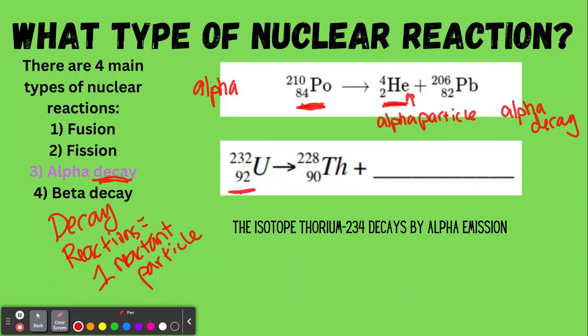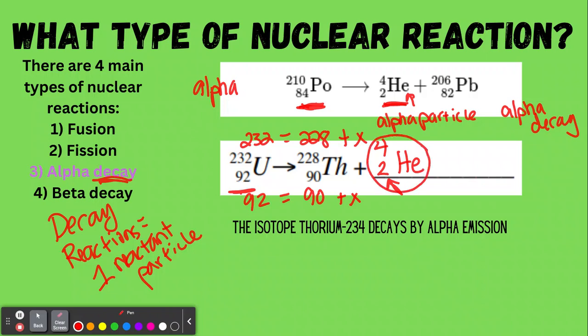Okay, now I'm going to look at this one down here. So I have uranium-92, and it's going to thorium-228. I've got to figure out what's missing. So 232 equals 228 plus X. When I subtract, I get a 4 on top. And then down here, I have 92 equals 90 plus X. So on the bottom, I have a 2. When I look on my periodic table, I see that 2 is helium. And then because of my infinite wisdom, I remember that a helium nucleus as a product means this is an alpha decay. Okay, so that's how I solve, and that's how I recognize what type of reaction it is.